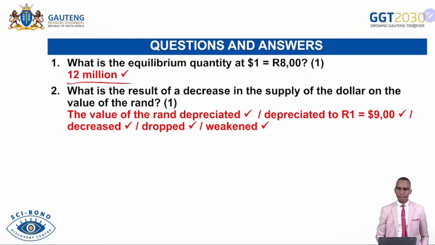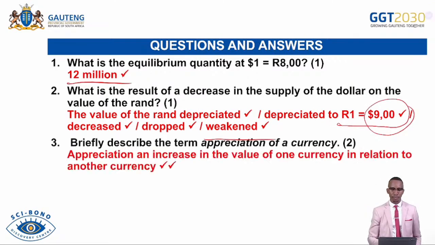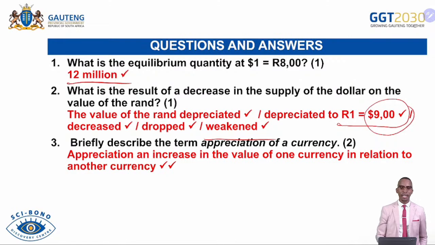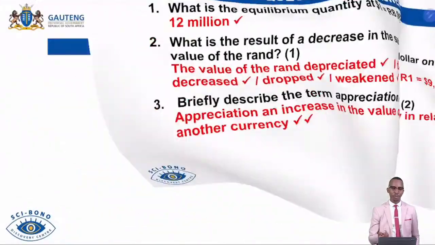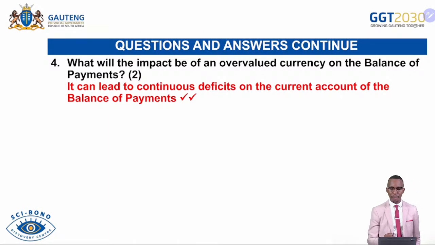1 rand is per the dollar, so it decreased or dropped or lost the value or was weakened. Briefly describe the term appreciation of the currency. The increase in the value of the currency against another currency because of market forces. We continue. What will be the impact of overvalued currency on the balance of payment? It can lead to continuous deficit on the current account.